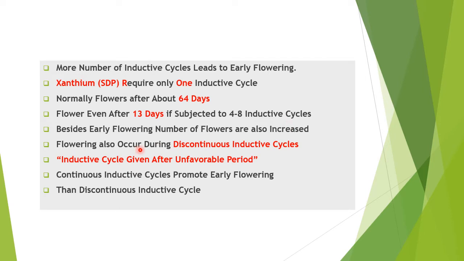So flowering also occurs during the discontinuous inductive cycle. There are two: one is called the discontinuous inductive cycle, another is the continuous inductive cycle. Discontinuous inductive cycle means you are giving an inductive cycle and then you are giving an unfavorable period. Then again you are giving the favorable, that is the inductive cycle. So an inductive cycle given after an unfavorable period is called the discontinuous inductive cycle.